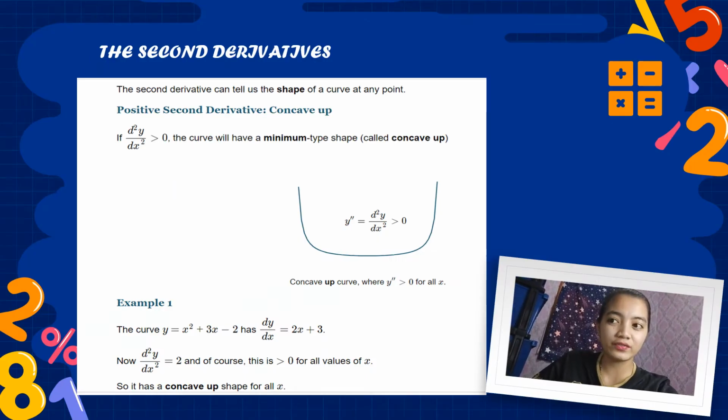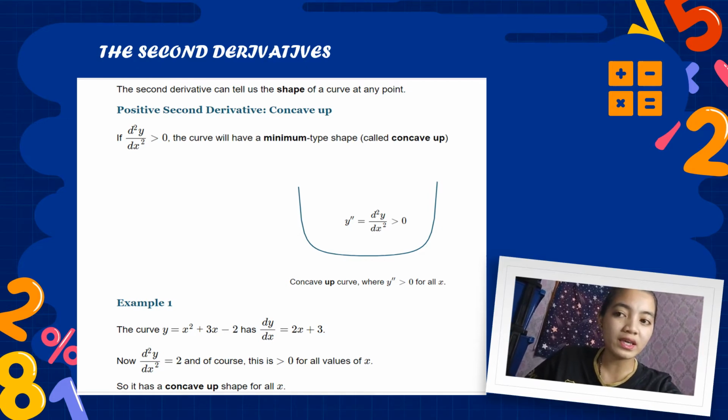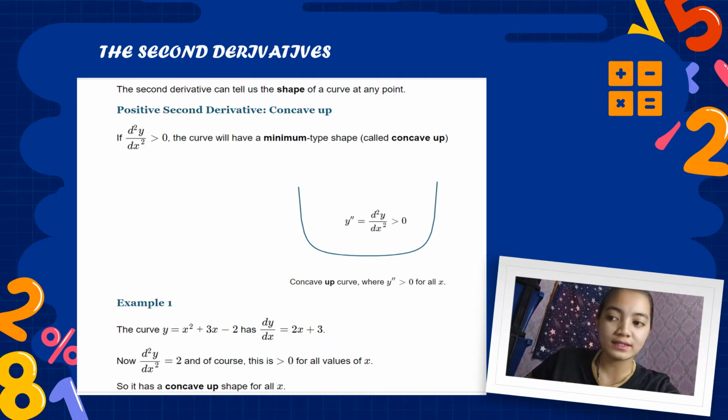The second derivative. The second derivative can tell us the shape of a curve at any point. Positive second derivative, concave up. If d square y over dx square bigger than 0, the curve will have a minimum type shape which is called concave up. Concave up curve where y bigger than 0 for all x.